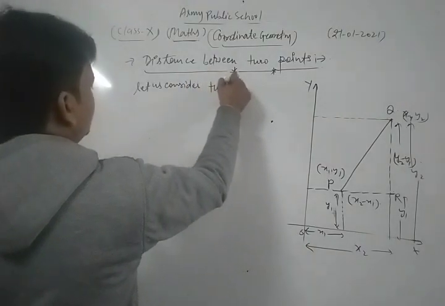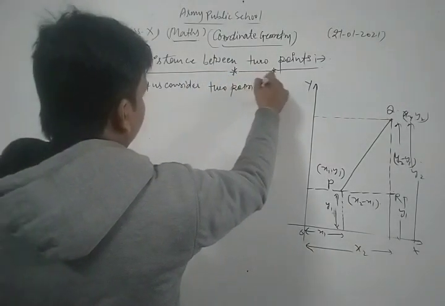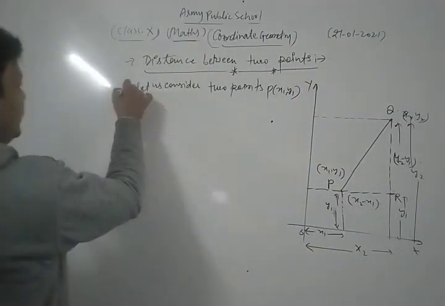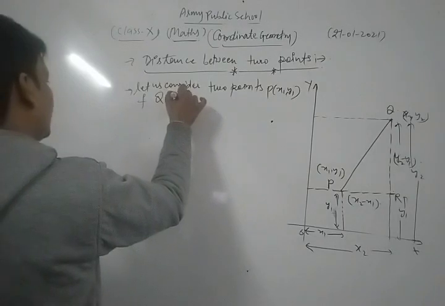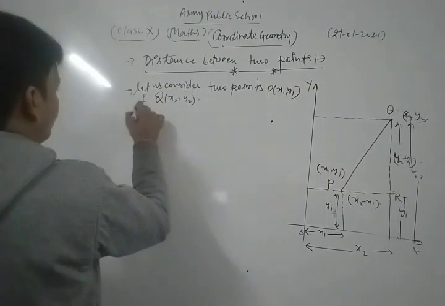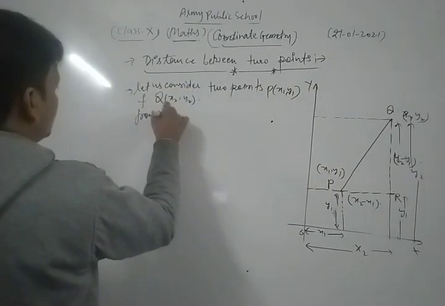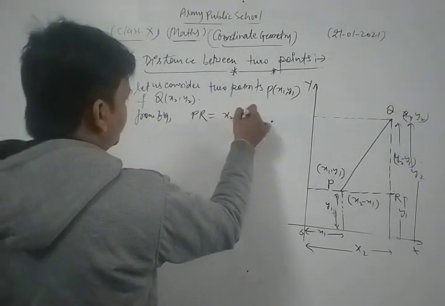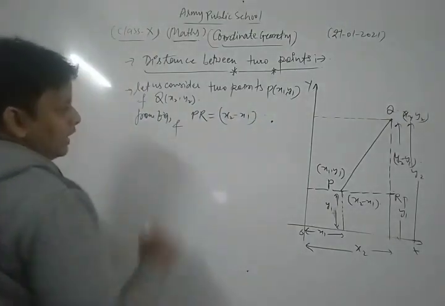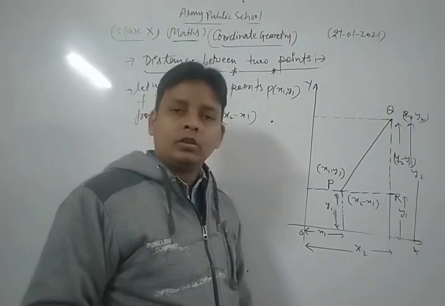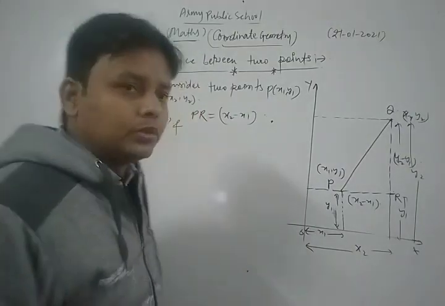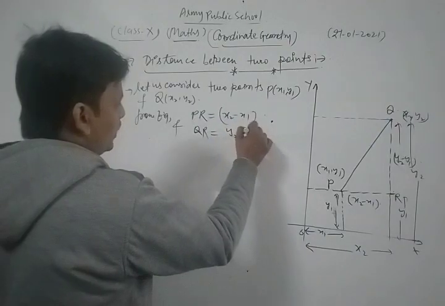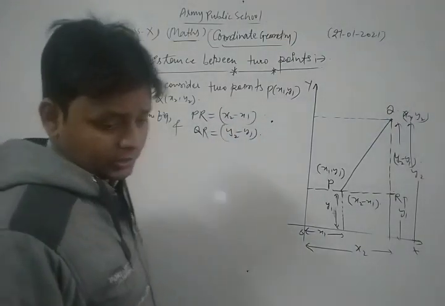So let us consider 2 points P (x1, y1) and Q (x2, y2). From the figure, distance PR is equal to x2 minus x1, and distance QR is equal to y2 minus y1. We just need to find the distance PQ.